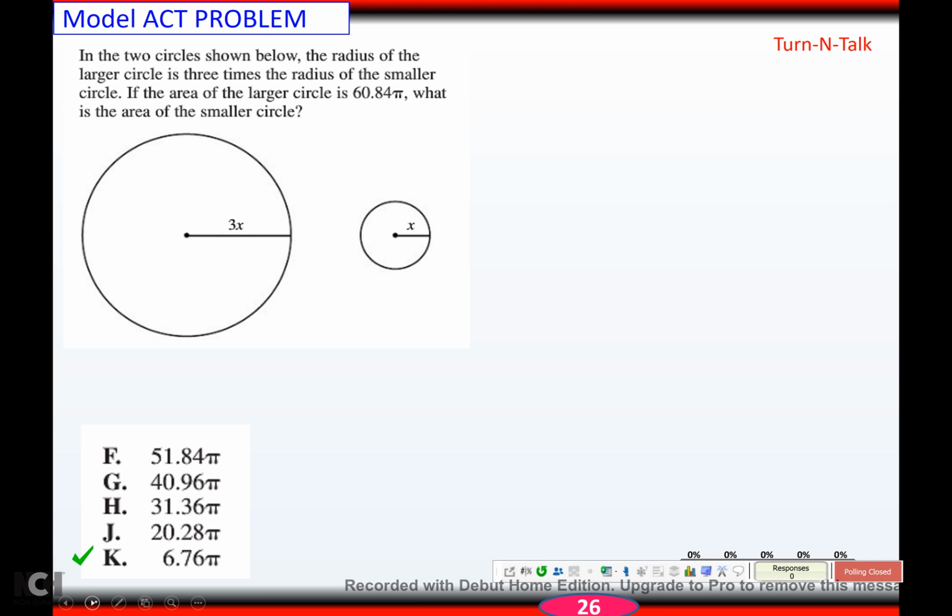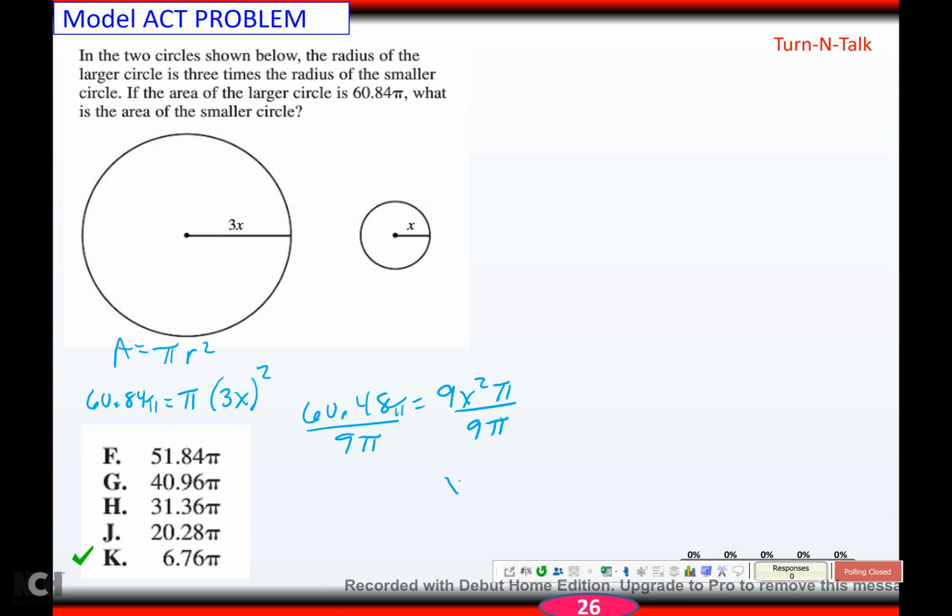Well, if you did area equals pi r squared, they told me the area of this big one is 60.84 pi, which equals pi times the radius squared. Okay, so that's going to give me 60.84 pi equals 9x squared pi. All right, so now I'm going to divide by 9 pi and by 9 pi, and I get x squared equals 6.72.